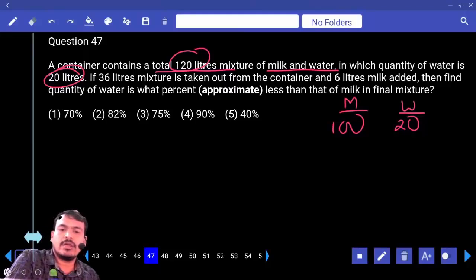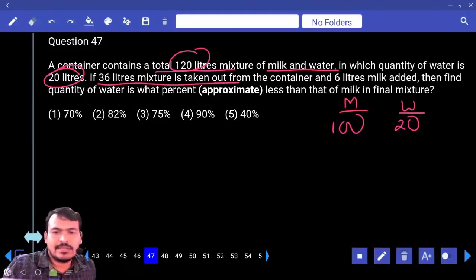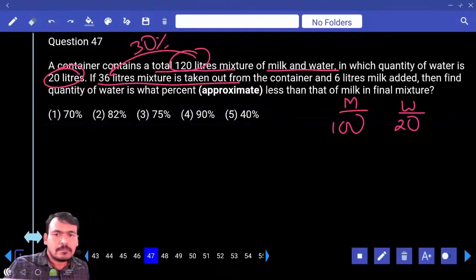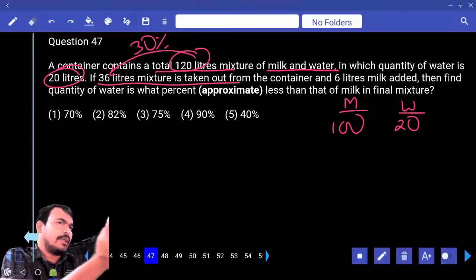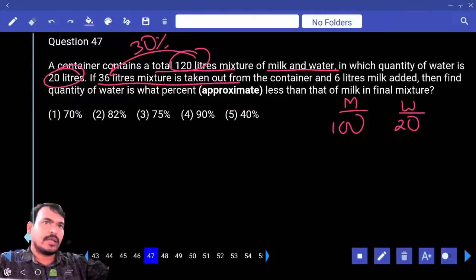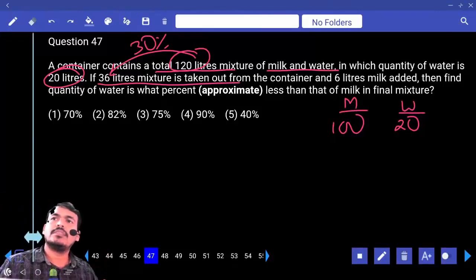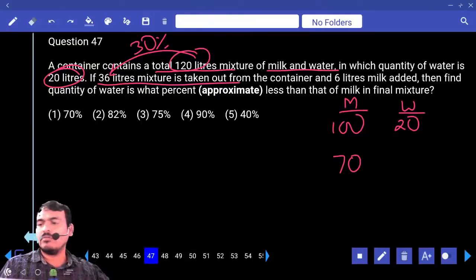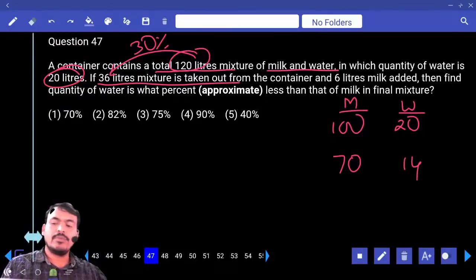But out of the 120 liters, how many liters are taken out? 36 liters. Means how much percent is taken out? 30% or 40%? 30%. Out of 120 we took 36 liters, so what percent did we take? 30% or not? If 30% of the mixture is taken out, it means milk also 30%, water also 30% is taken. Out of the 100 liters, 30% is taken. What is the remaining value? 70. Out of 20, 30% is taken. Remaining value is 14 liters or not? Then remaining milk is how much? 70. Remaining water is 14.